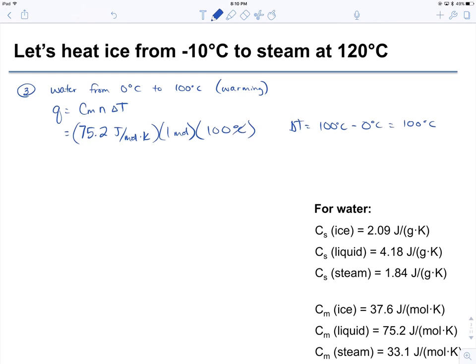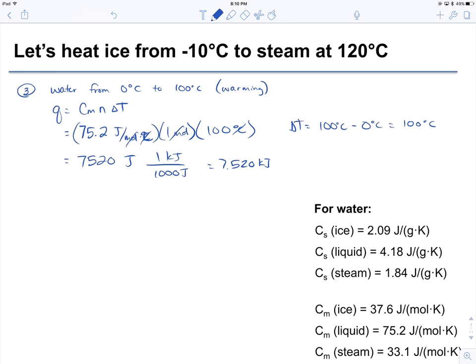We check our units all cancel out here, and we get 7,520 joules, or 7.520 kilojoules required to warm that water from 0 degrees to 100 degrees Celsius.